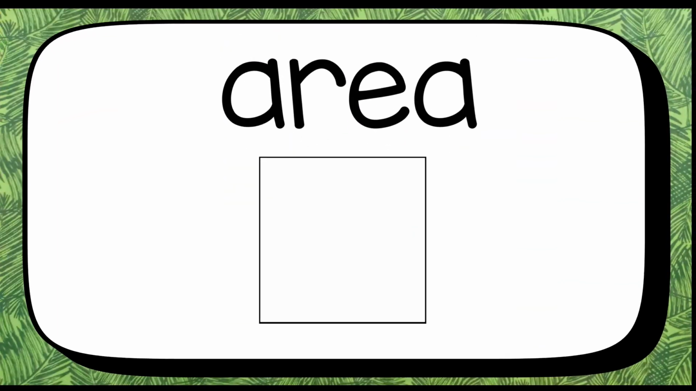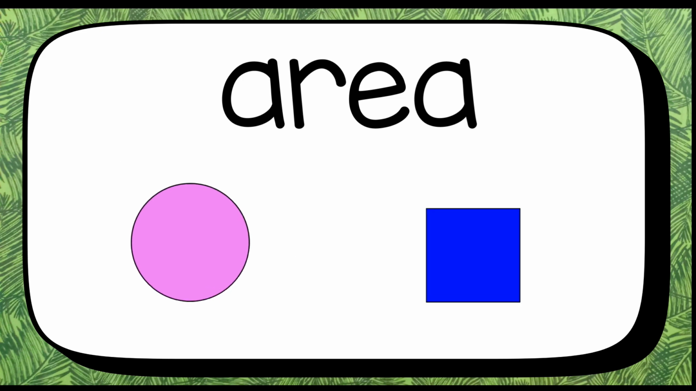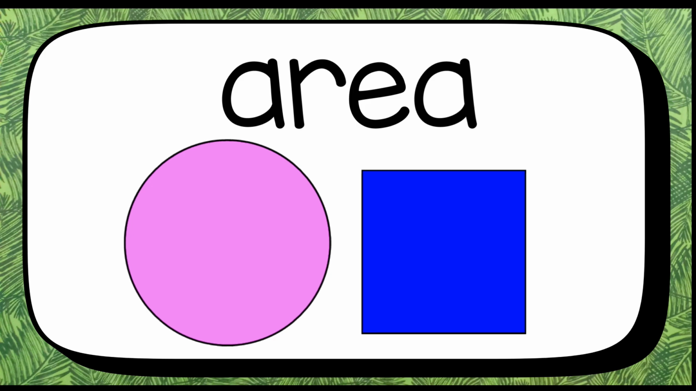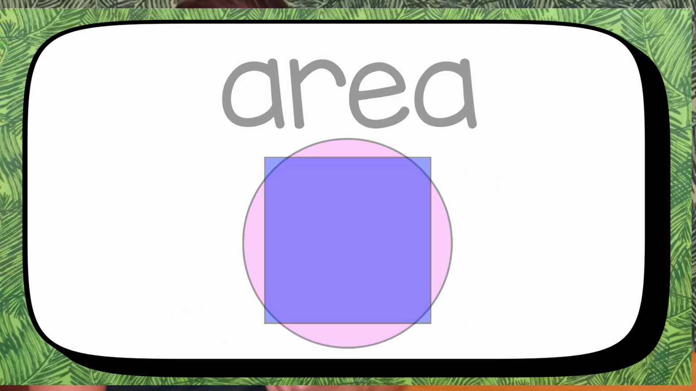So let's get learning! Previously, we worked with shapes and we learned what the word area means. Do you know what we mean when we talk about area? Tell a friend what you know about the area of a shape. The area is the space inside a shape. Some shapes have a larger area and some shapes have a smaller area. We can compare the area of shapes by placing one shape on top of another.